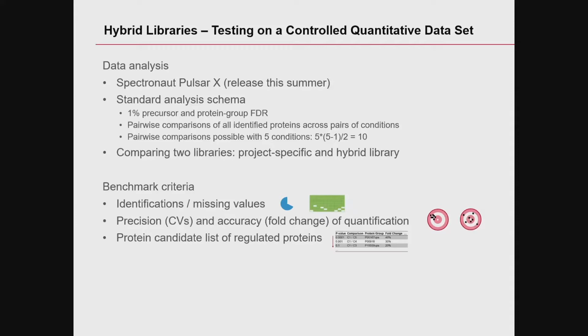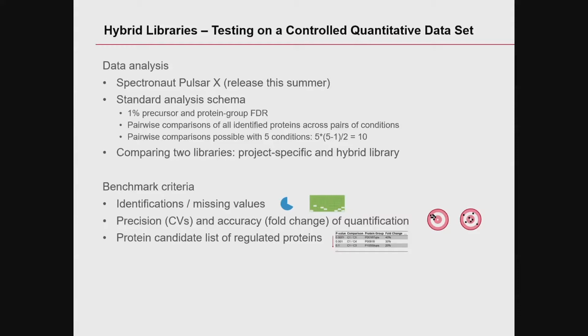And then we compared the performance of the 2 libraries with respect to quantitation. The benchmark criteria we used first was very simple, just proteome coverage and missing values. That's something you can look at relatively easily. Then precision of quantitation, so we expressed this using CVs, and also accuracy. Since we knew how much we spiked in from the UPS2 standard, we can easily, or relatively easily, also look at accuracy of quantitation.